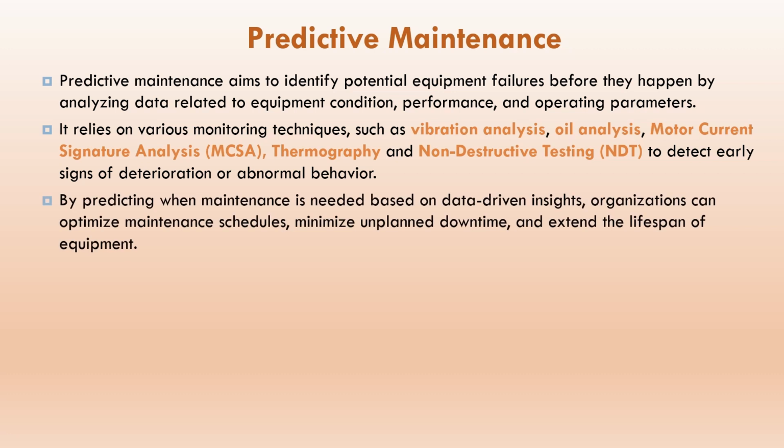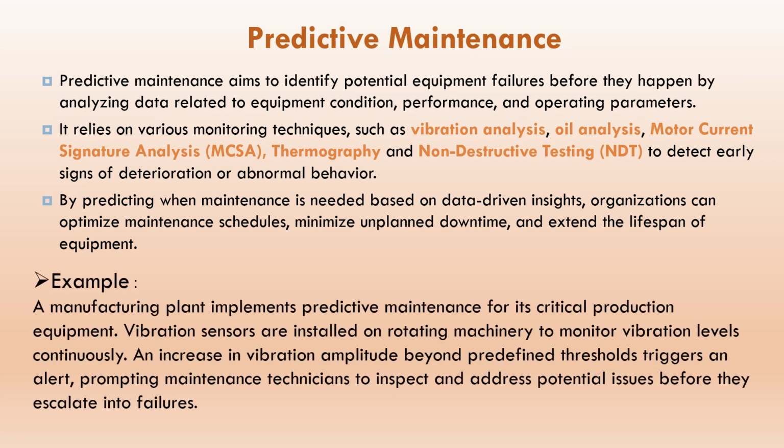By predicting when maintenance is needed based on data-driven insights, organizations can optimize maintenance schedules, minimize unplanned downtime, and extend the lifespan of equipment. For example, a manufacturing plant implements predictive maintenance for its critical production equipment. Vibration sensors are installed on rotating machinery to monitor vibration levels continuously. An increase in vibration amplitude beyond predefined thresholds triggers an alert, prompting maintenance technicians to inspect and address potential issues before they escalate into failures.